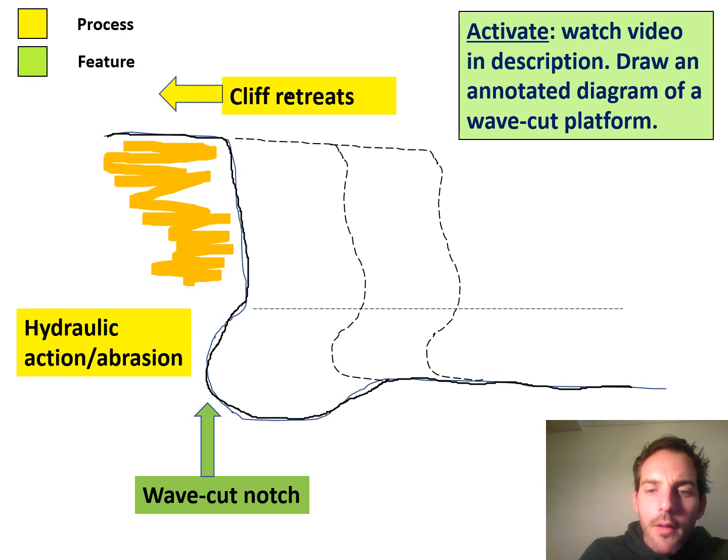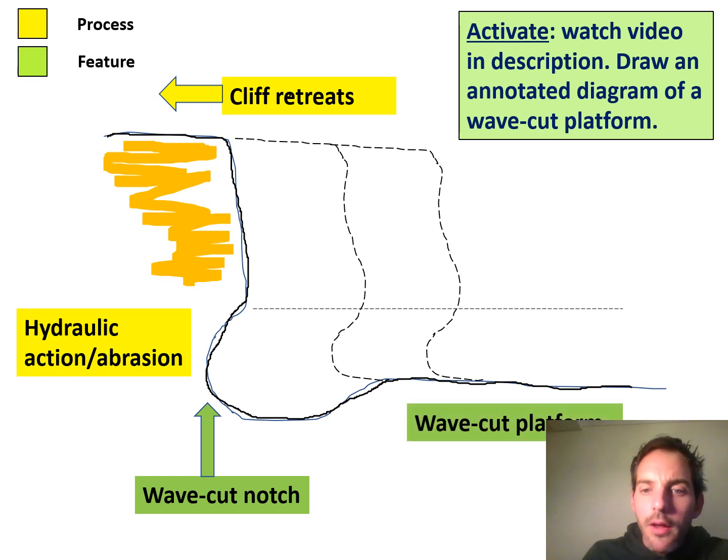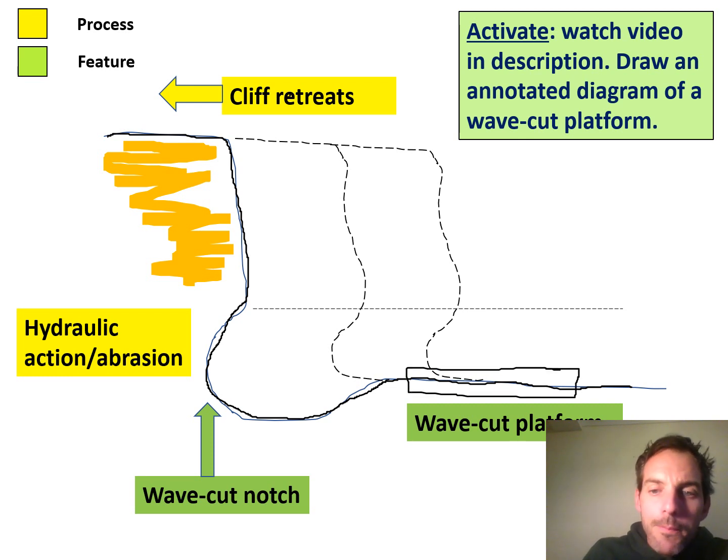Then the last thing is our final feature, this thing called a wave cut platform. You can't quite see the label there. This is the last thing, the wave cut platform, which is a flat area that you can see at low tide. So if you want to mark on your diagram that this is at high tide, this is at high tide, and this here is at low tide.